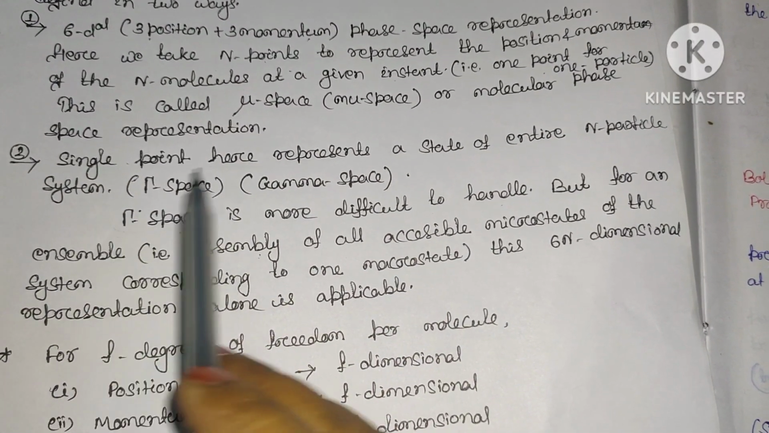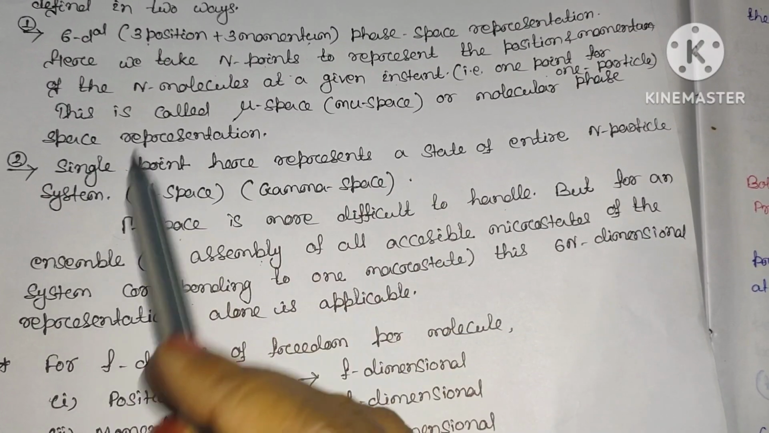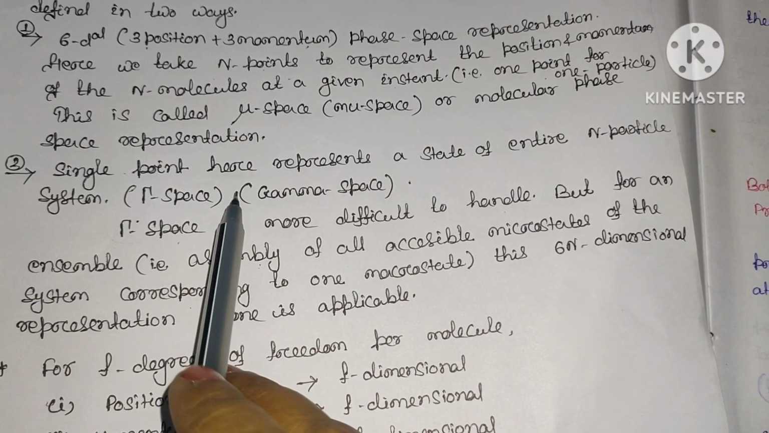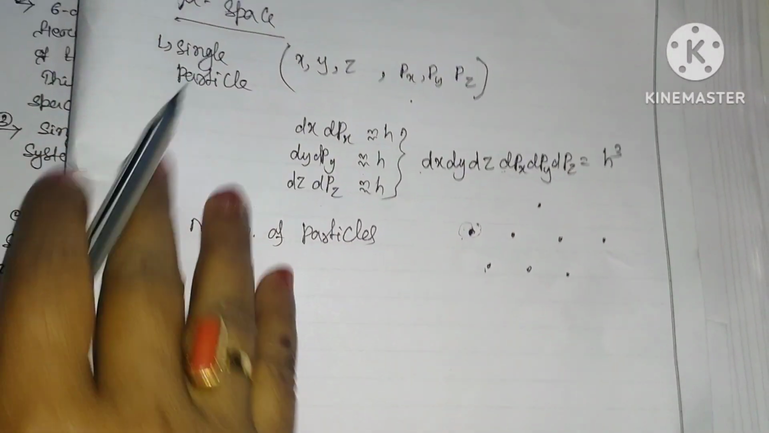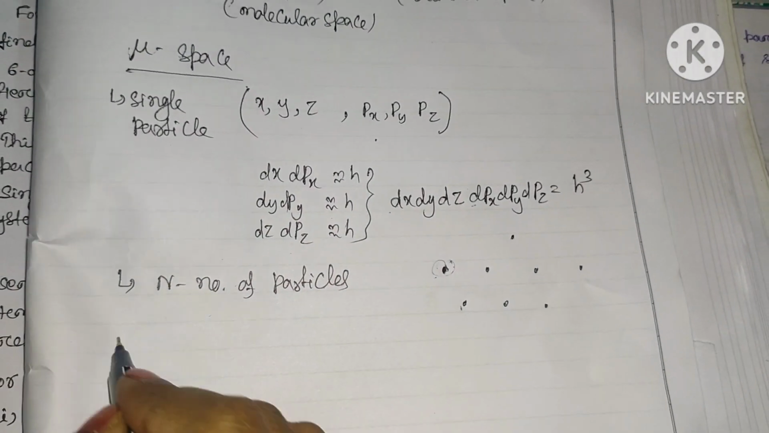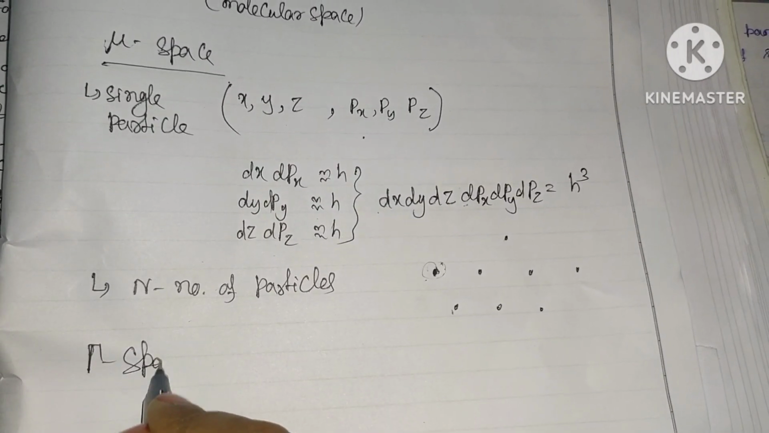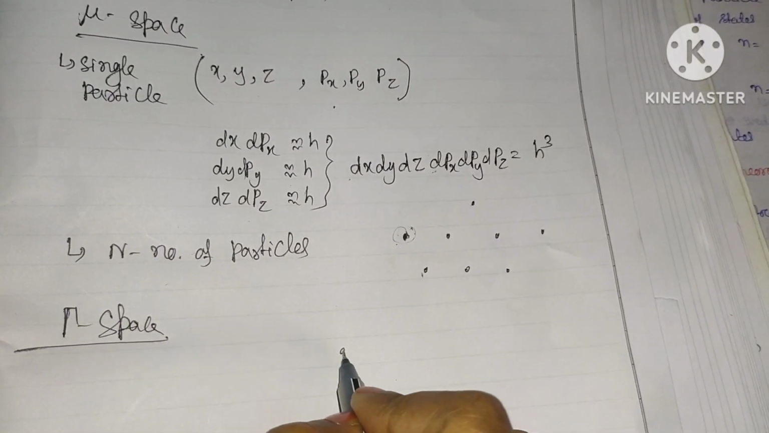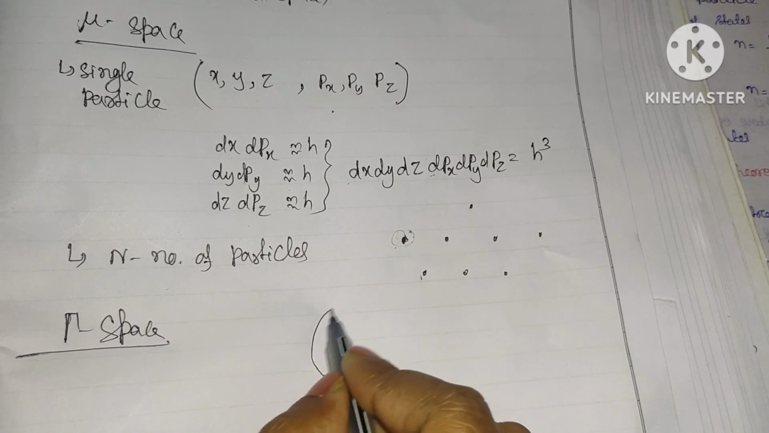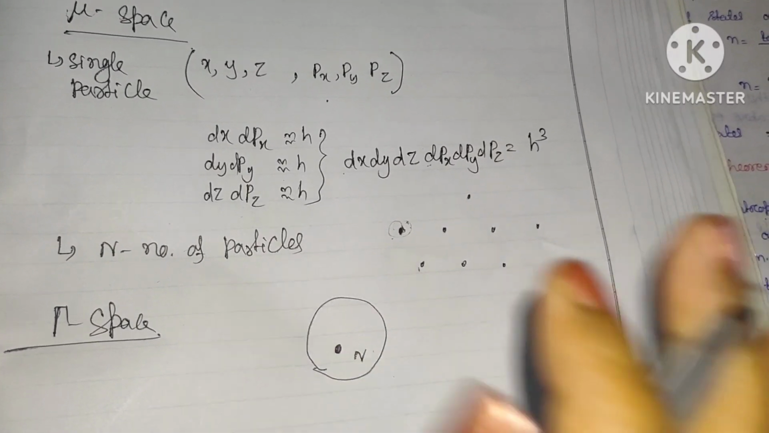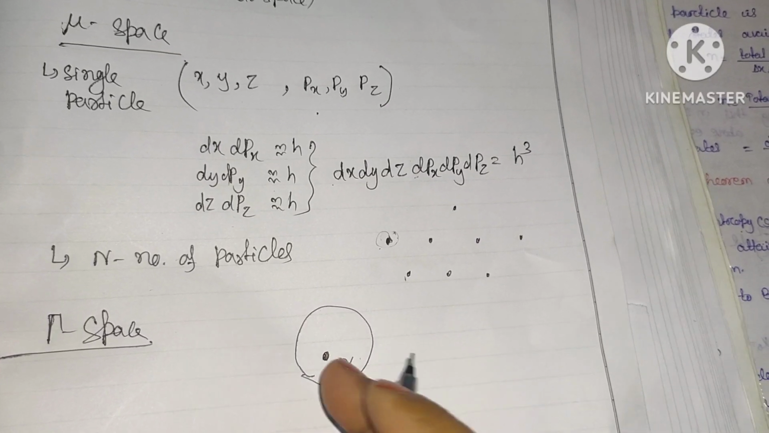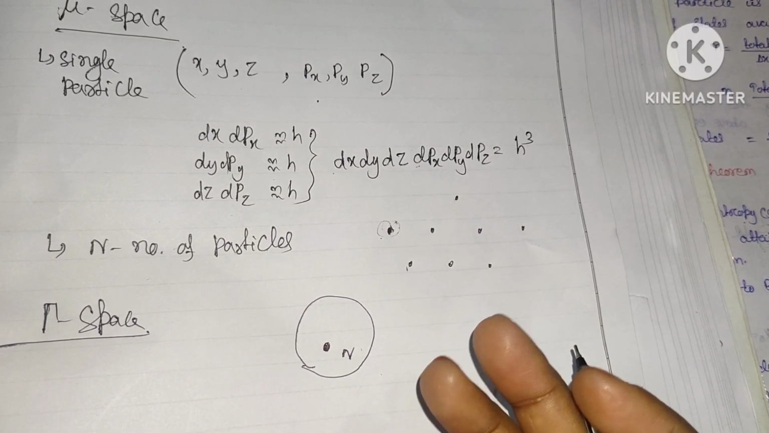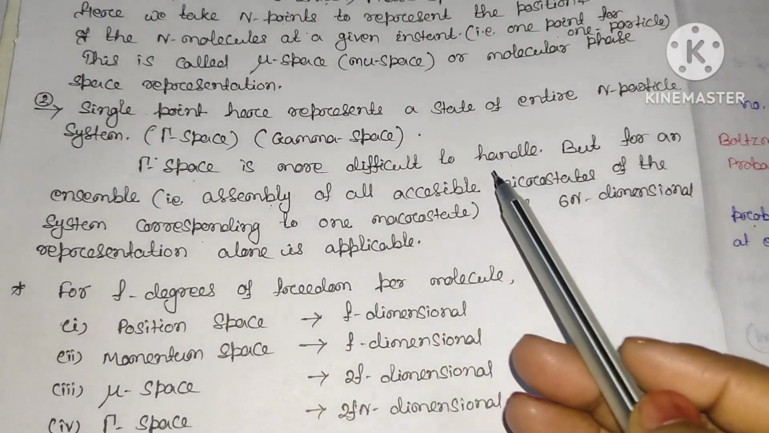Similarly, in gamma space a single point represents a state of the entire n particle system. So for gamma space, I have to consider a single point where all n number of particles are included at this point, which is difficult. Actually, this gamma space is more difficult to handle.